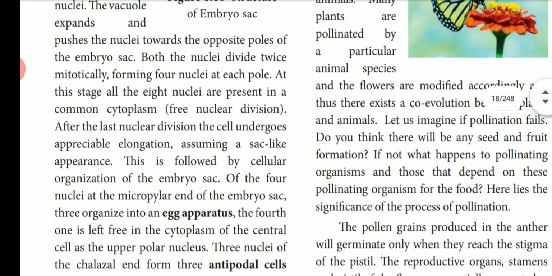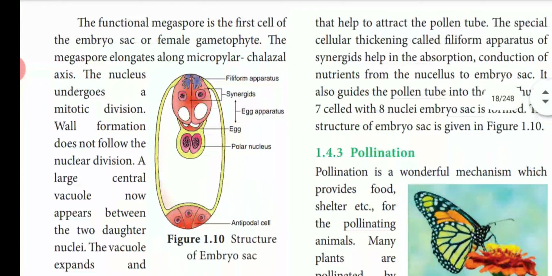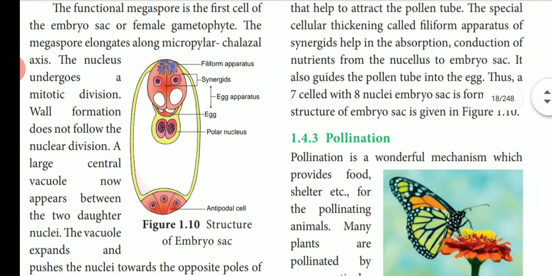If you see the diagram here, we can see it clearly. See page number 14, figure 1.10, the structure of the embryo sac. Here the polar nuclei are given at the top. You must not draw like that. They have to come to the center. The 2 polar nuclei fuse to form the secondary nucleus. That is called the central cell.